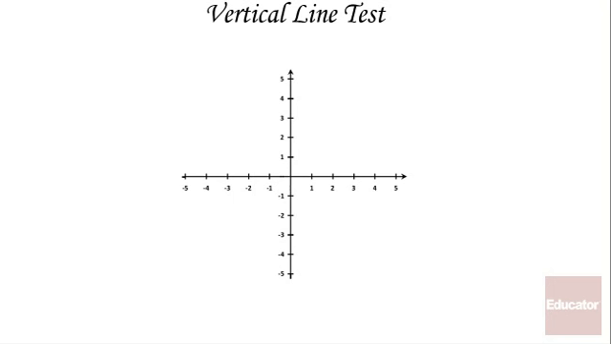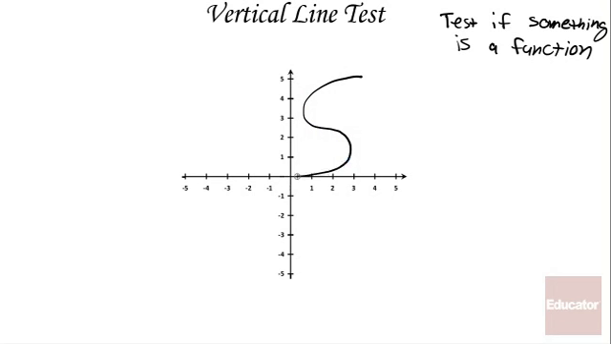Now, we defined a function as a situation in which each value from the first set, usually x, is assigned only one value in the second set. And there's a way to test for that visually. The vertical line test allows you to test if something is a function. And the reason for this is that if there are two points that have the same x value, they're going to lie directly above or below each other on this coordinate plane.